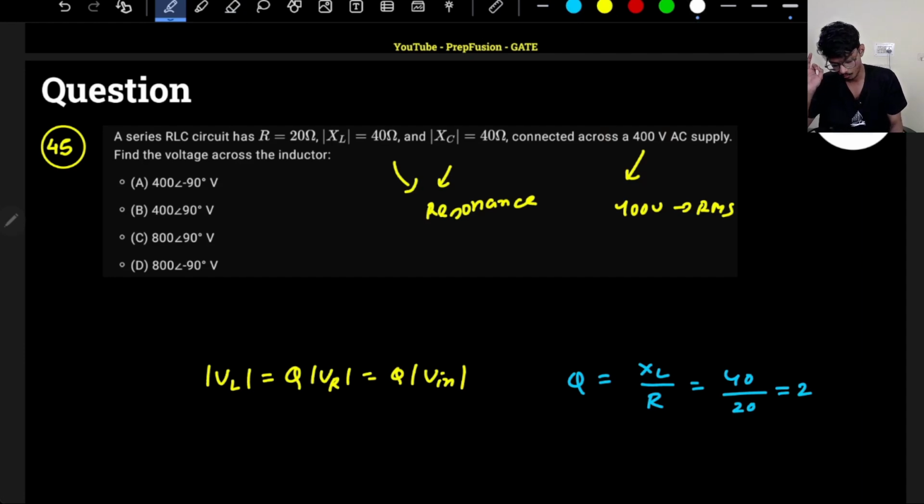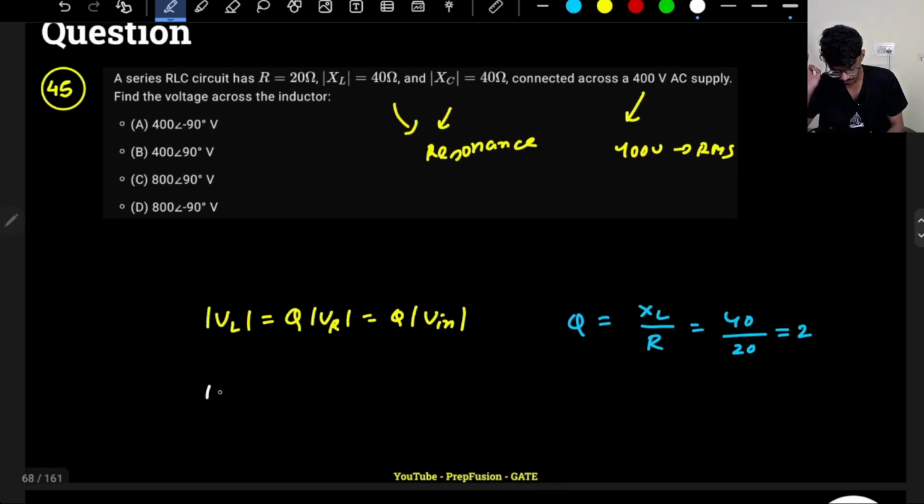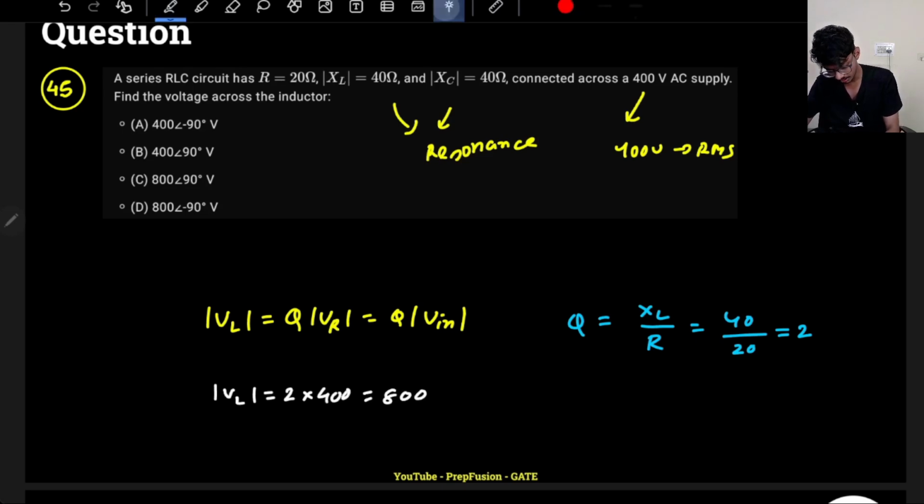Q is 2. Okay. So my voltage across the inductor will be equal to 2 into the voltage across the resistor or supply, that is 400. So it will be 800. Okay, but there are two 800. Which one shall I choose?